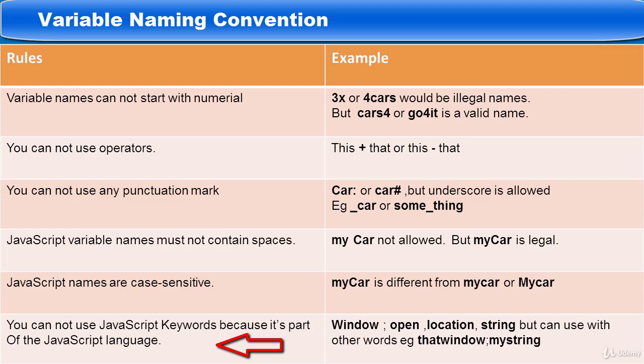For example, you can call a variable thatWindow, or maybe myString, or whatever. You can combine them with other text. That is acceptable. So these are just some key basic rules you need to take into consideration when you are giving your variable names.